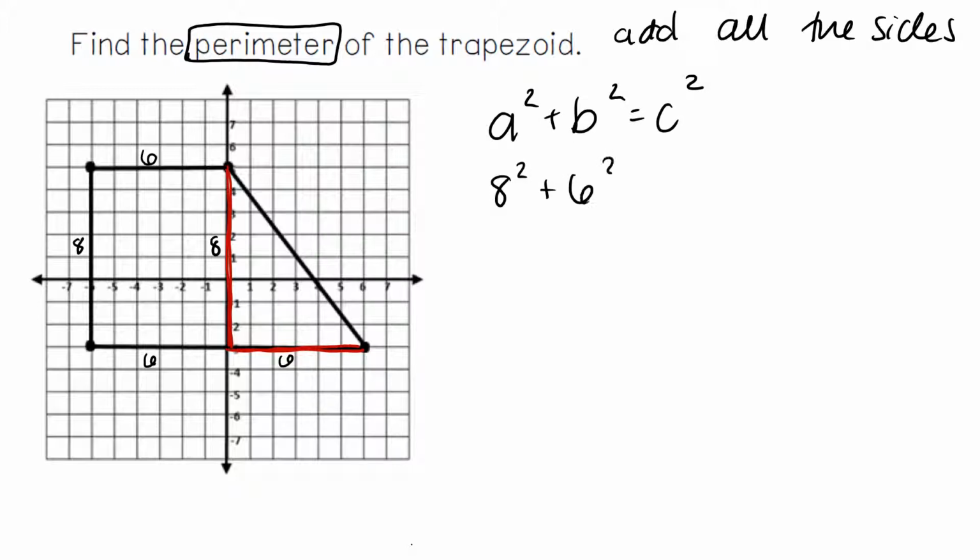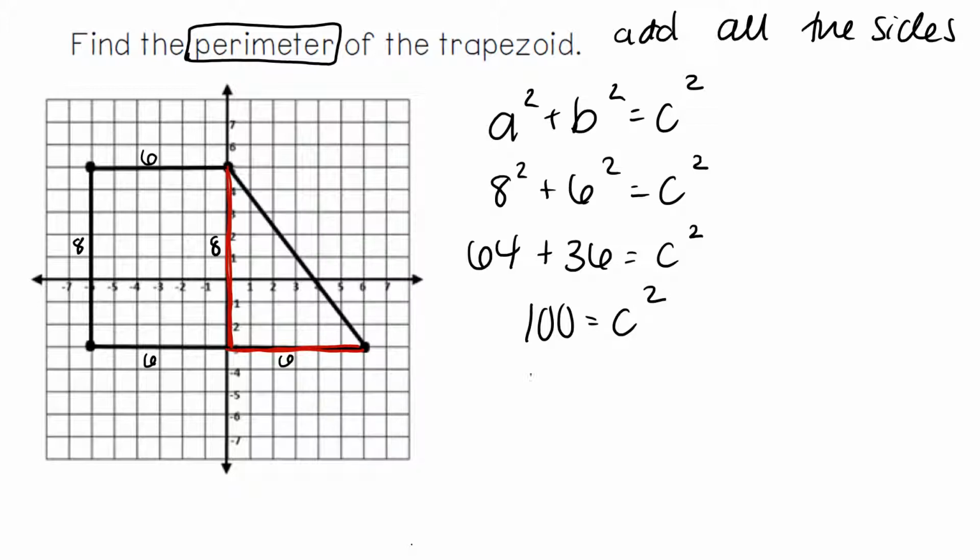So 8 and 6. 8 squared is going to give us 64. 6 squared is going to get us 36. 64 plus 36 is 100. Last step of the Pythagorean theorem is to take the square root, and we get an answer of 10. That's our diagonal line. But we are not finished.